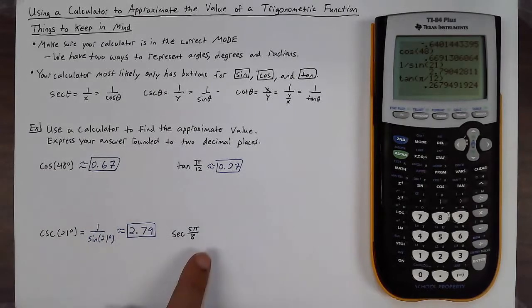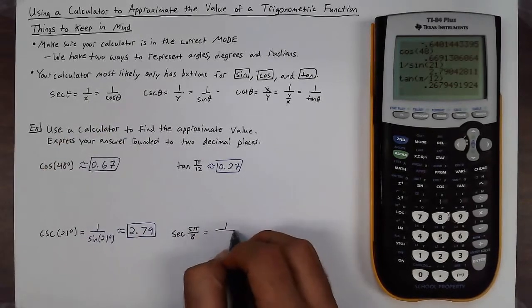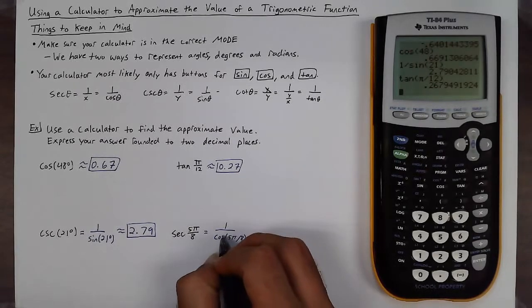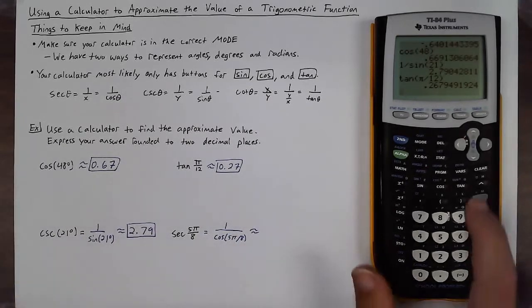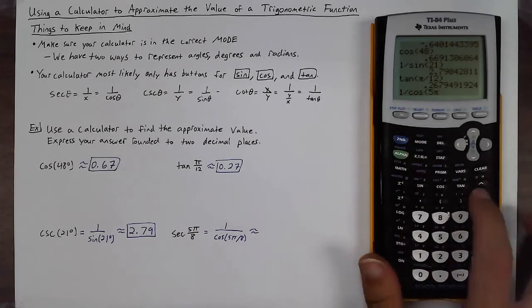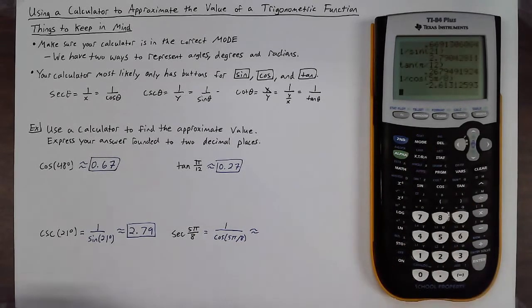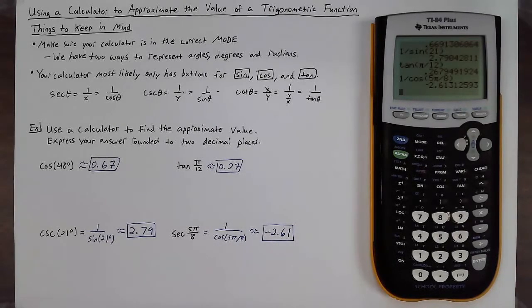Now, secant of 5 pi over 8, again, I'm going to first check it's 1 over x, so that's going to be 1 over cosine of 5 pi over 8. That's how I must enter it into my calculator in order to get this value. So 1 divided by cosine of 5 pi divided by 8. Enter, and I get negative 2.61. And that is how you use a calculator to approximate the value of trigonometric functions.